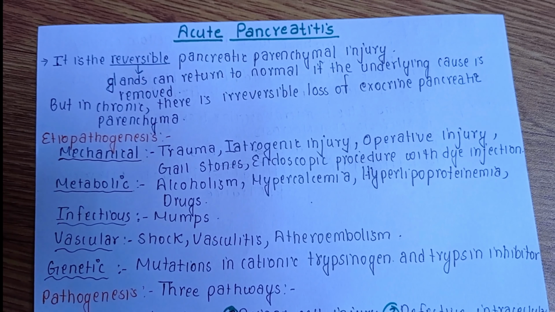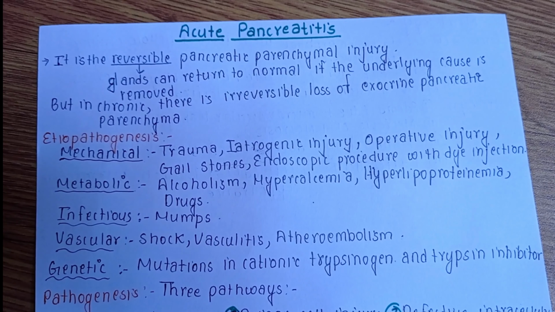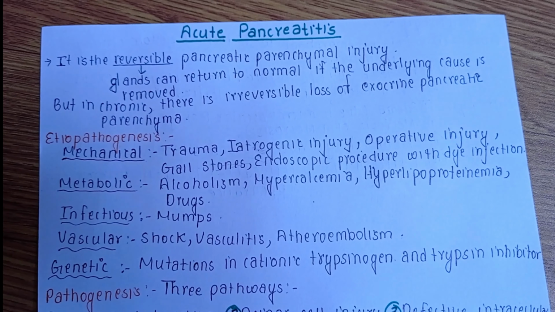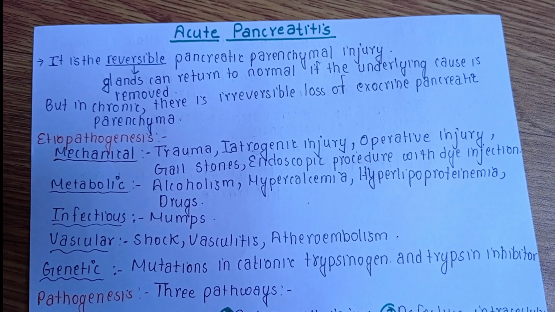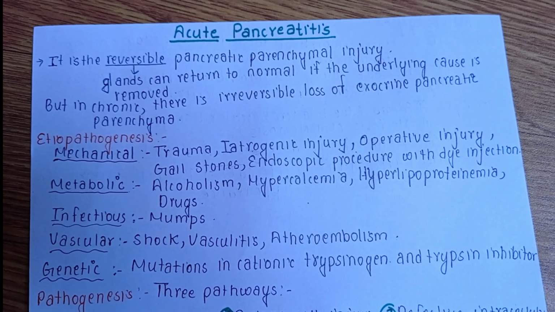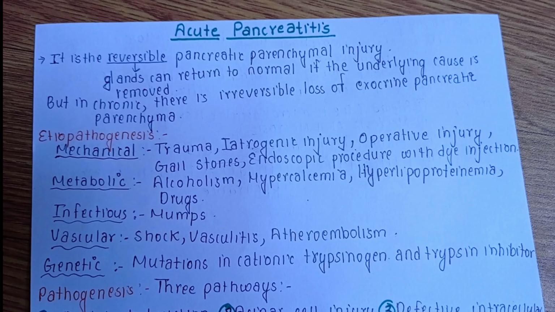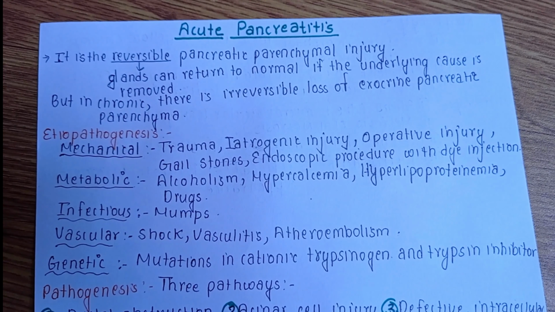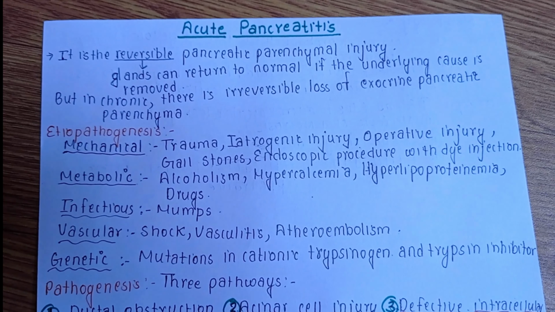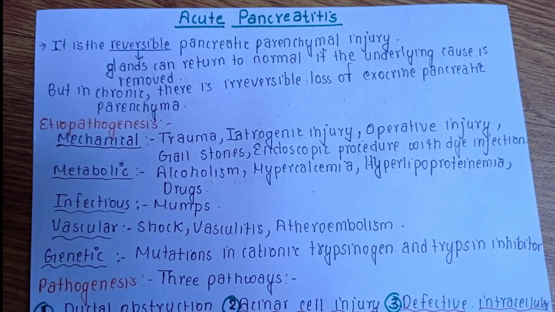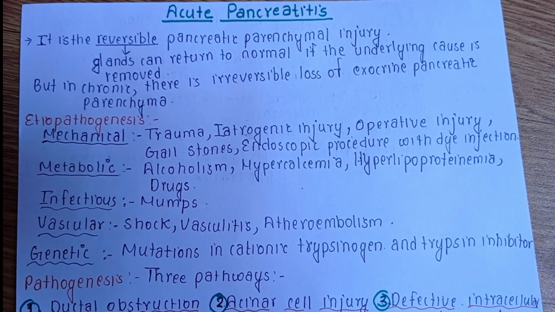In atheroembolism, there is release of cholesterol crystals from a ruptured atherosclerotic plaque in a large artery, resulting in embolization. So the atherosclerotic plaque is ruptured, which releases particles or crystals of cholesterol, which then accumulate in the large artery and result in emboli formation. And the last one is genetic, which includes mutation in cationic trypsinogen and trypsin inhibitor.